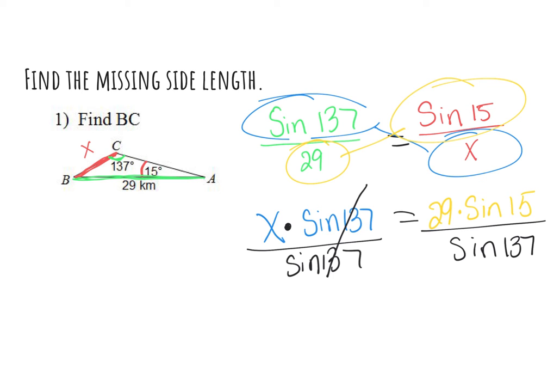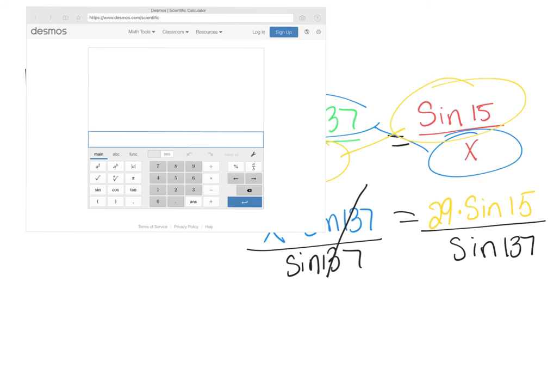At this point, I would go to my calculator to plug in my numbers. So I plug in 29 times sine of 15 over sine of 137. Make sure you are in degree mode, and I would get 11.005. If I am rounding to the nearest tenth, I would get 11. So x is equal to 11.0, or just 11.